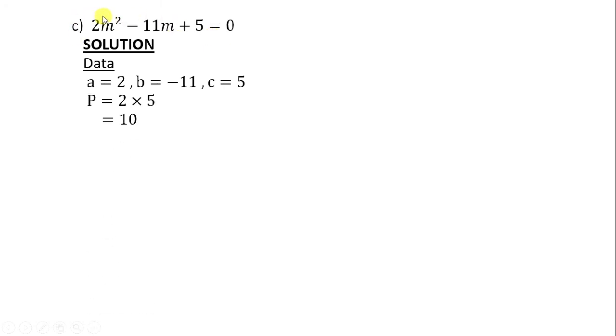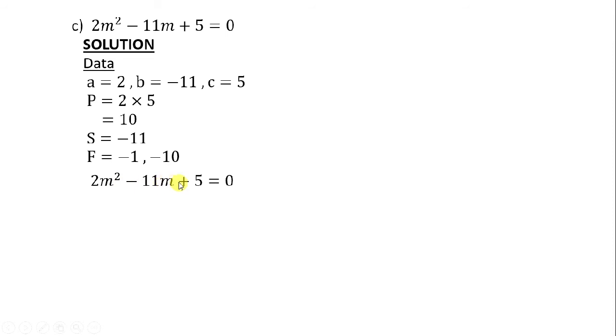We have question C, which is saying 2m squared minus 11m plus 5 equal to 0. We'll get our data. What is our A? Our A is 2. What is our B? Our B is -11. What is our constant C? Our constant C is 5. Our product is 2 times 5, which is our A times C, giving us a 10. Our B, which is the sum, is -11. And our factors are -1 and -10.